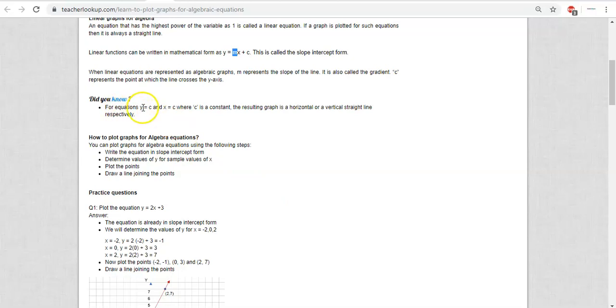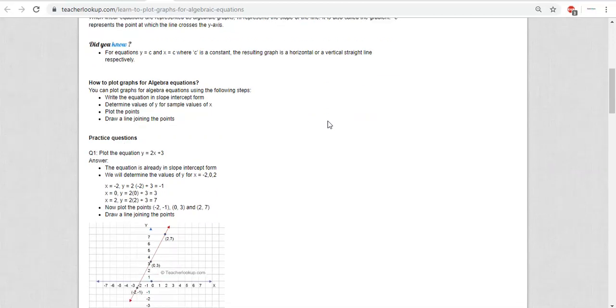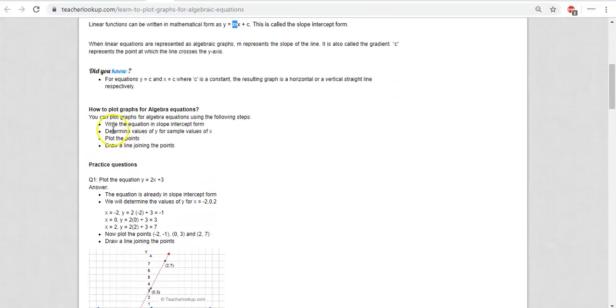Did you know, for the equations y equals c and x equals c, where c is a constant, the graph is a horizontal or a vertical straight line respectively. So it doesn't bend, it's just a straight line, irrespective of what the equation is.